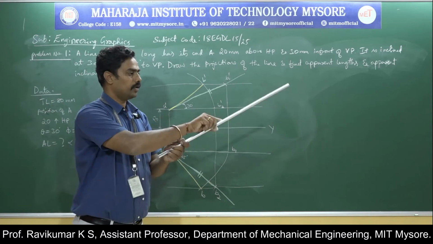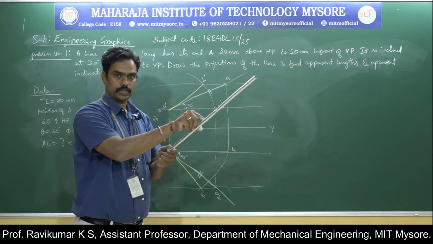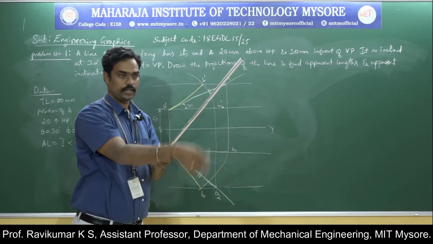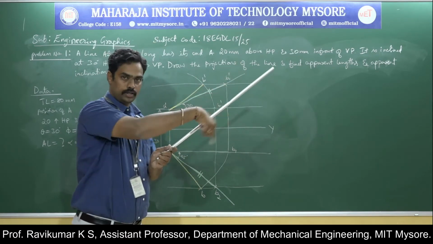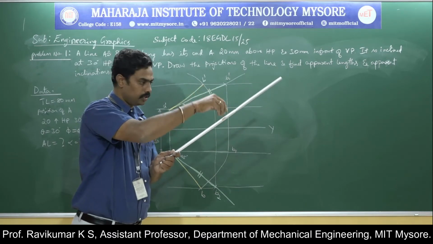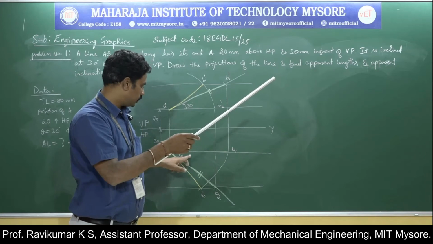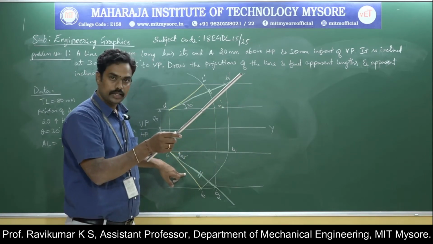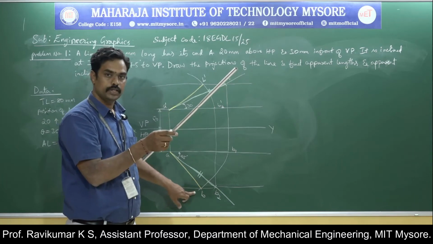Okay. So now if you rotate this with respect to VP, you will get the apparent length in the top view, but in this condition you will get the straight line. I am just talking about the top view, you will get the straight line in the top view, this one. If you rotate this back, you will get the apparent length, this one, A and B.